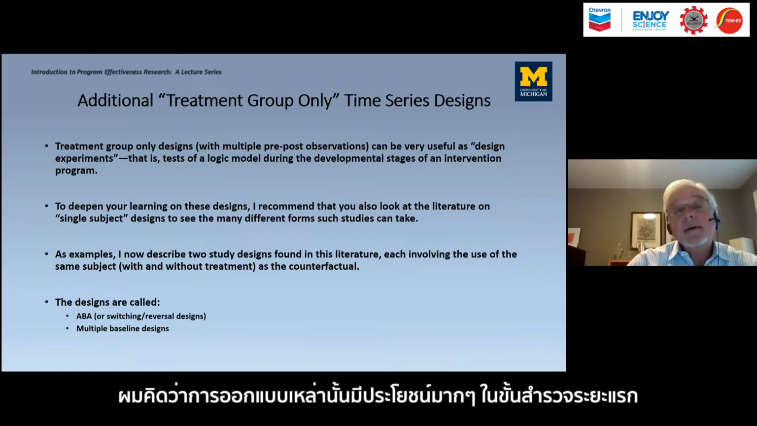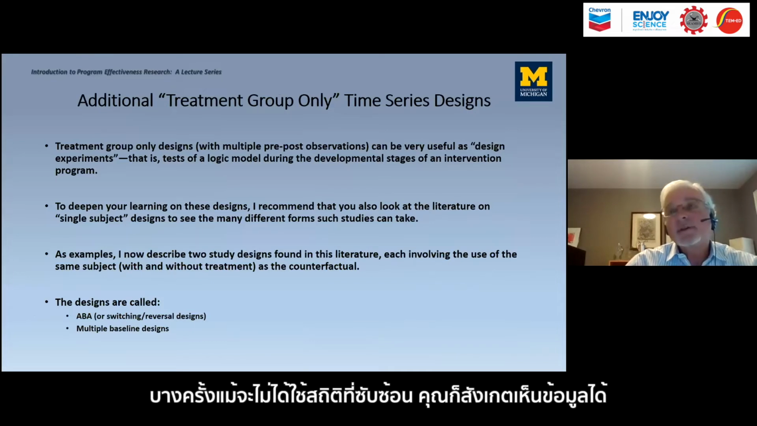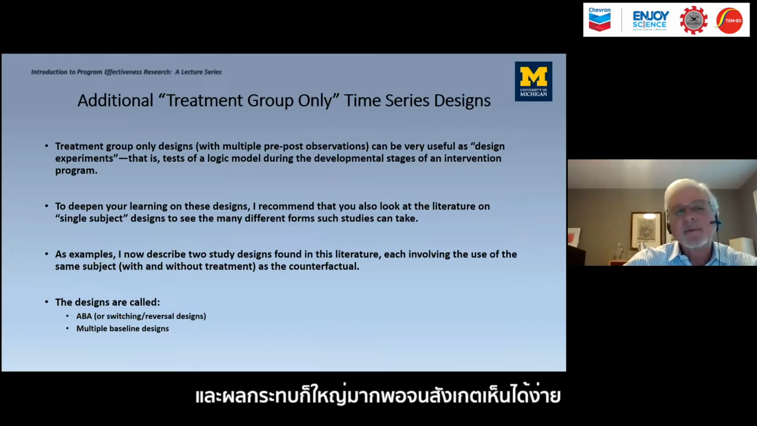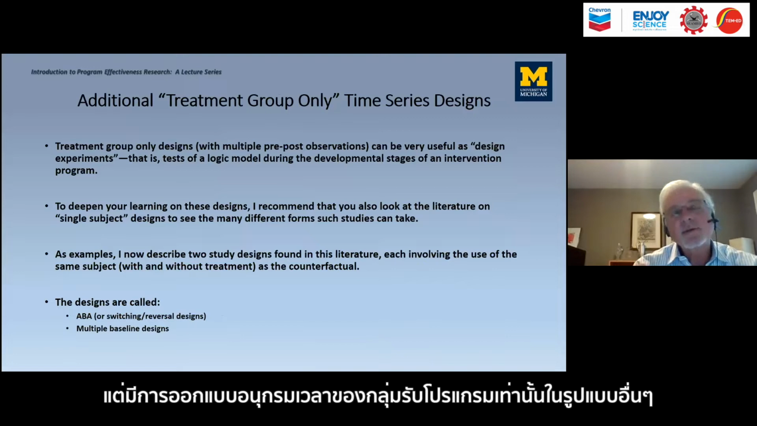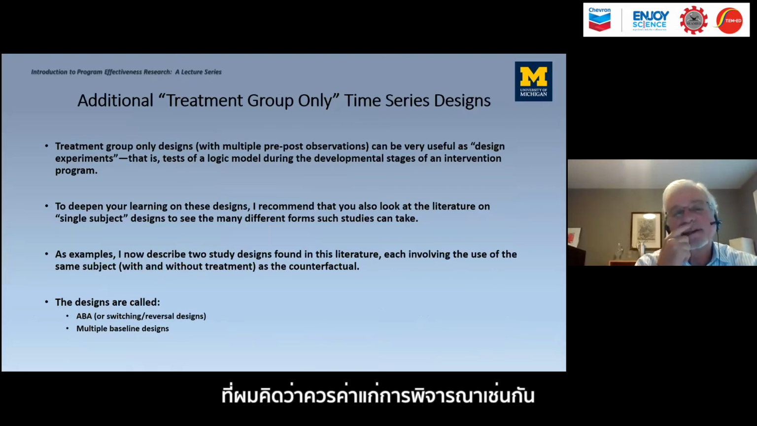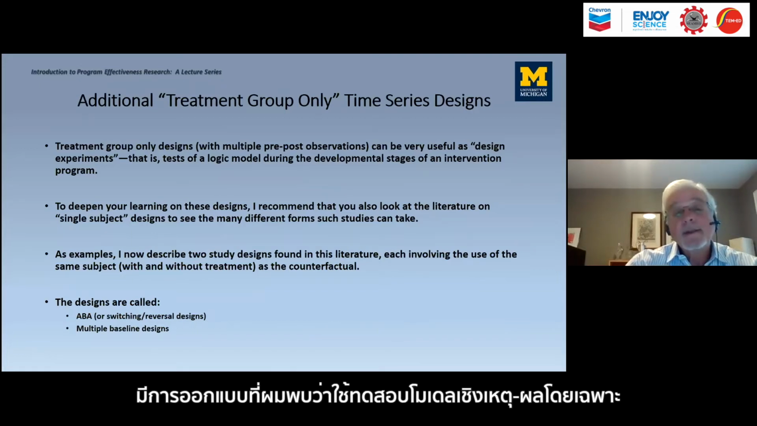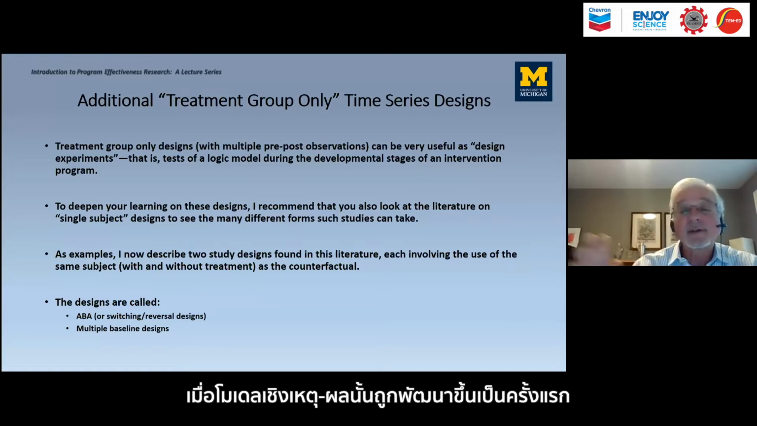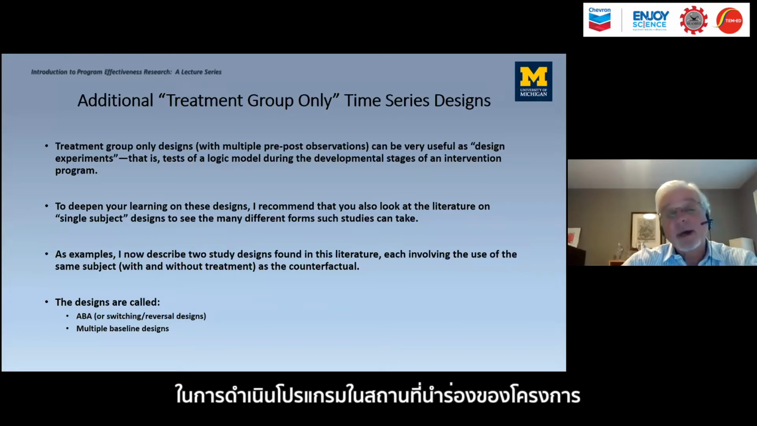Now, those designs I think are very useful in the early exploratory stages. Sometimes even without using complex statistics, you can observe the data and the effects are big enough that they're observable. But there are additional treatment-only time series designs that I think are also worth thinking about. And these are designs which I find particularly useful as tests of a logic model, as that logic model is being developed for the first time in an intervention program in its pilot sites.